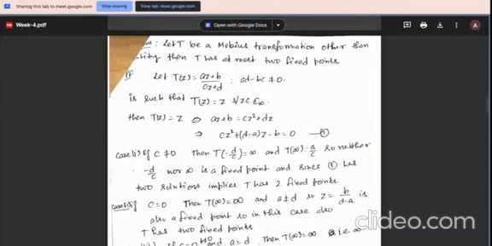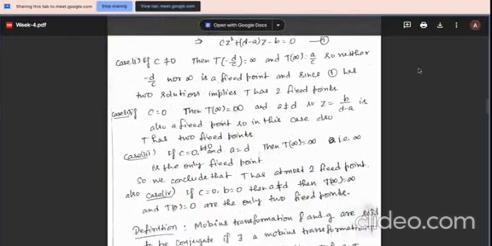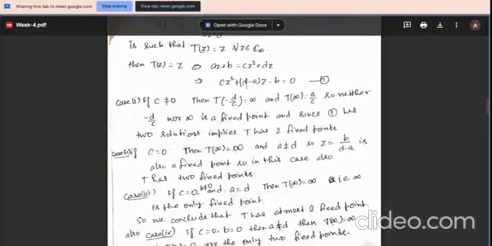So you can consider this as one problem. Let T be a Mobius transformation other than the identity, then T has at most two fixed points. We will divide this into several cases.